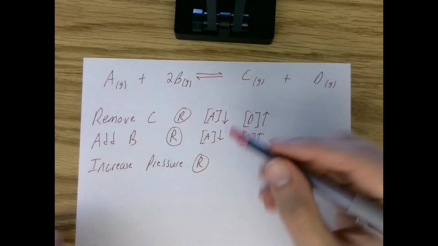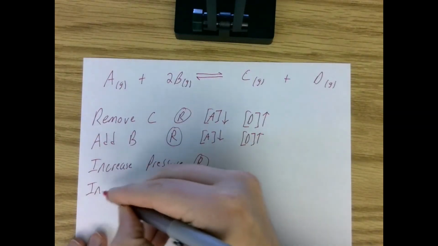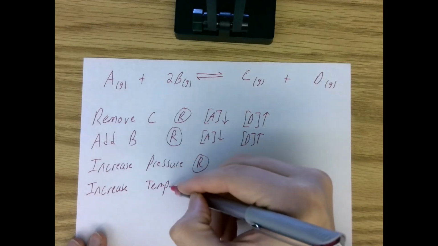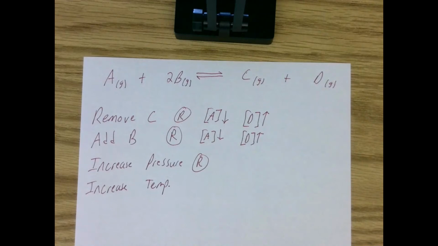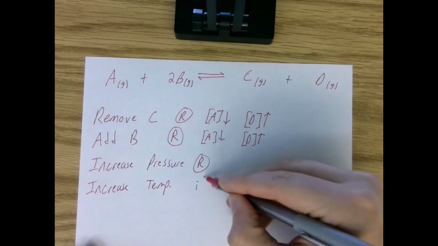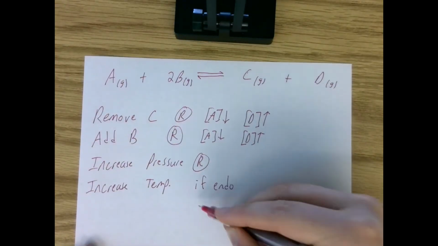Then let's say increase temperature. Can I answer that question? Now I know it changes. What do I need to know to know how it changes? Which side the energy is on, so if the reaction is endothermic or exothermic. So I can say if endo, and if exo.